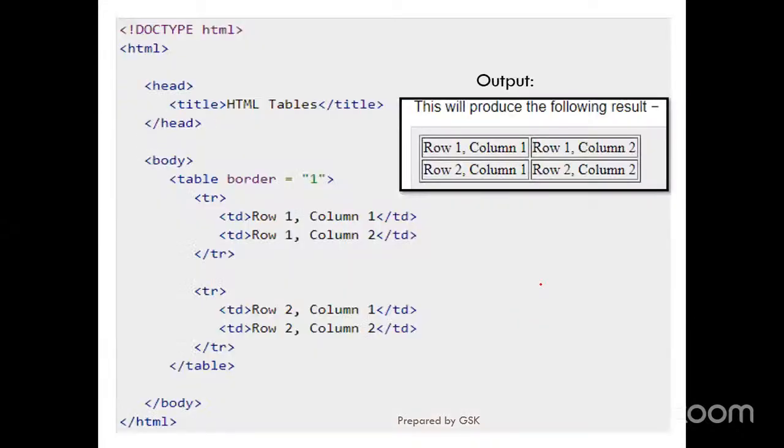Now, see the code. Doctype HTML as usual, for HTML version 5. HTML is the root tag, with a closing tag. Then within that HTML tag, we write the head tag, with starting and closing points. Within the head tag, we can write the title. The title of this page is HTML tables. That is about the head.